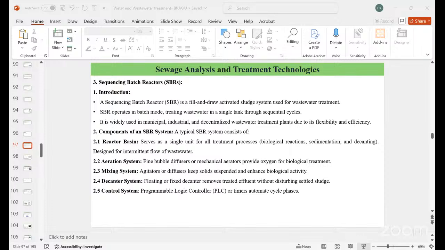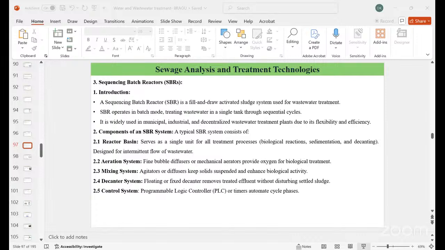And the main advantages of this chlorination process are that it is really inexpensive, effective against a wide range of pathogens, and the residual chlorine also provides ongoing disinfection.